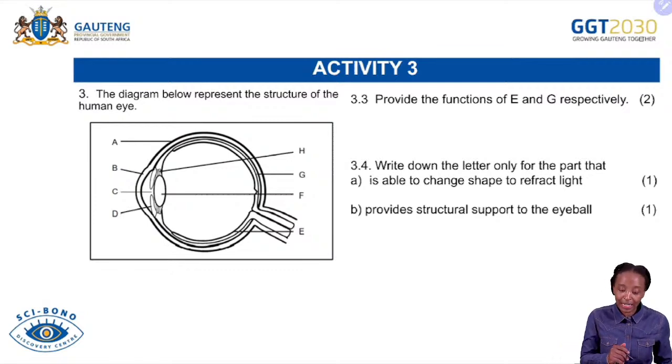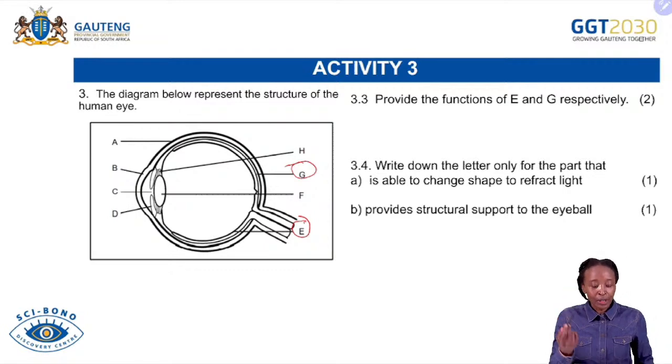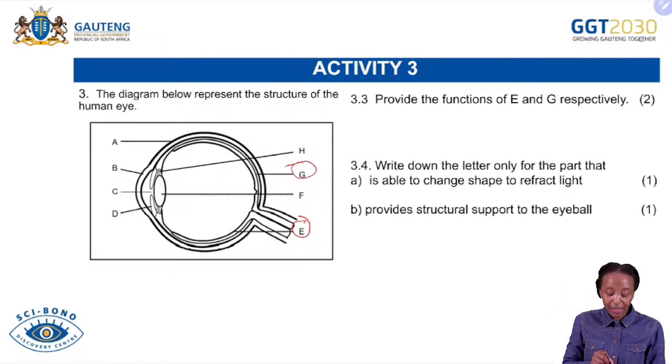So if you go into the diagram looking for E and G, E is over there and G is over there. E is pointing at the innermost layer and G is pointing at the layer in the middle. Remember, 3 layers: outer, middle, inner. So E is pointing at, I think you've already answered, if you're watching, it is pointing at the retina. And then G is pointing at the middle layer, and the middle layer, we said it's the choroid.